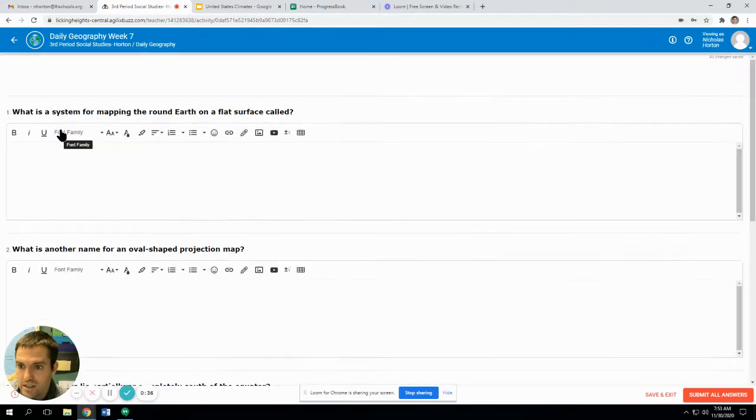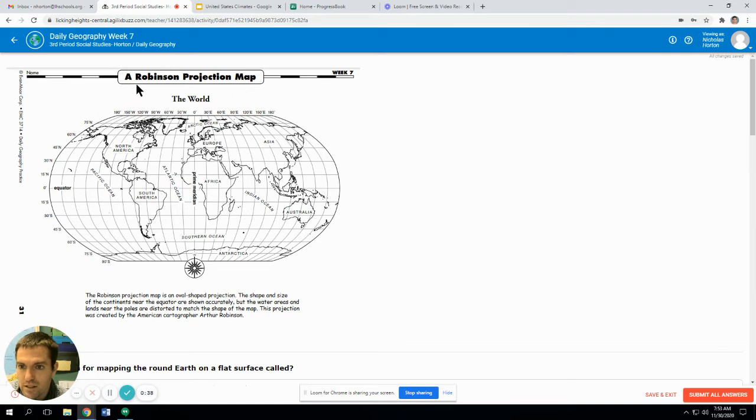Alright, so once we start it, here at the first part, we see this map and a little paragraph right below this map. This is a Robinson projection map. You have your lines of latitude that go across and your lines of longitude that go up and down. Then you have your 7 continents labeled there, and the 5 oceans labeled there as well. You also have the prime meridian, which is 0 degrees longitude, and the equator, which is 0 degrees latitude. And then you have this little paragraph that describes the Robinson projection map.